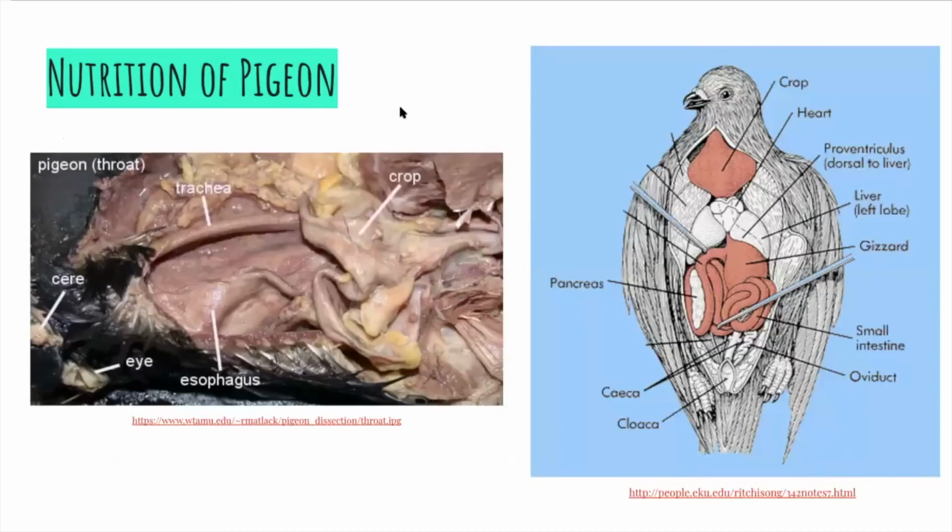Now here are just a few diagrams of what the inside of the digestive system looks like. Here is a pretty good picture of the crop, which I think was pretty cool.